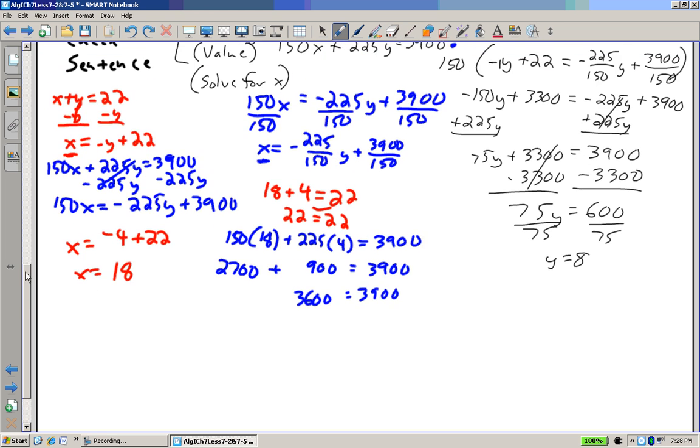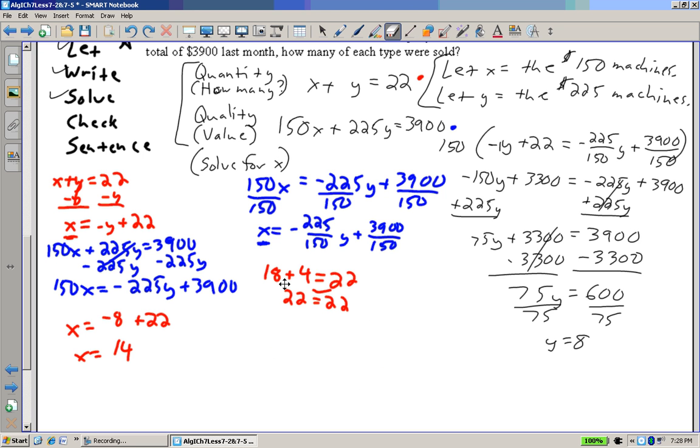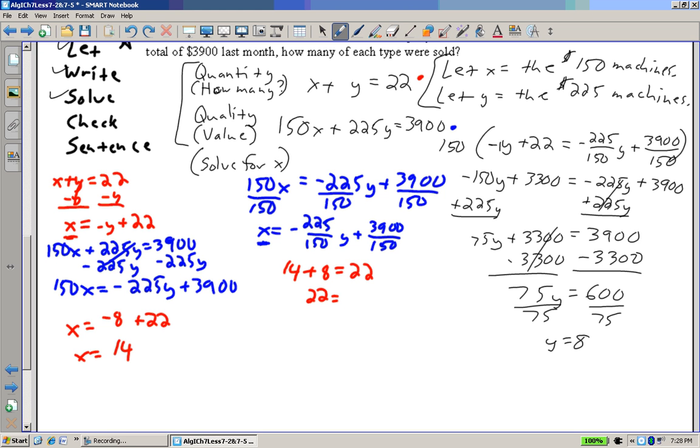All right, so if y is 8, then I've got to go back and look at the step where I plugged it back in. So this should be the opposite of 8 plus 22. That means 22 minus 8 can be 14. So now let's go back and check again. Let's try it in the red. 14 plus 8 equals 22. It's supposed to. 14 plus 8 is 22.